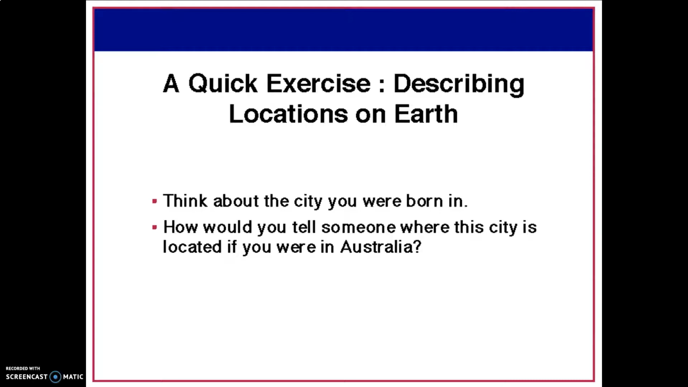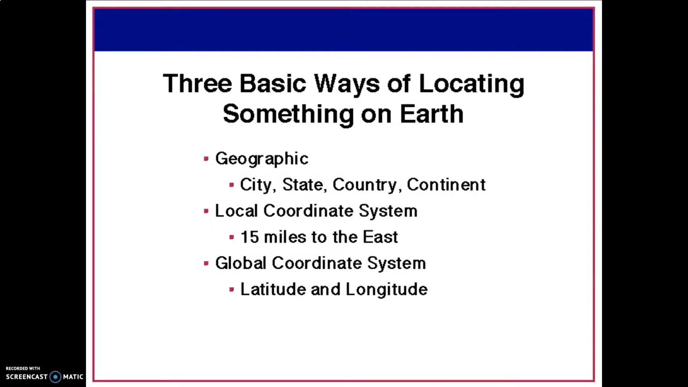So that's just an idea of how you describe different locations to people depending on where you're at and where those other people are from. There's different ways of describing locations on Earth, and there's also different ways of describing locations in the sky. Those ways of describing the locations of these objects are here.